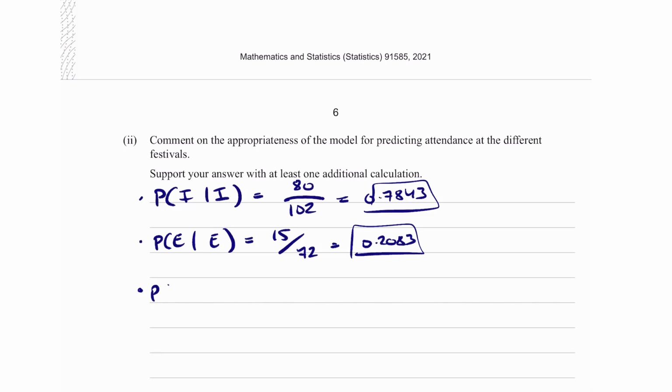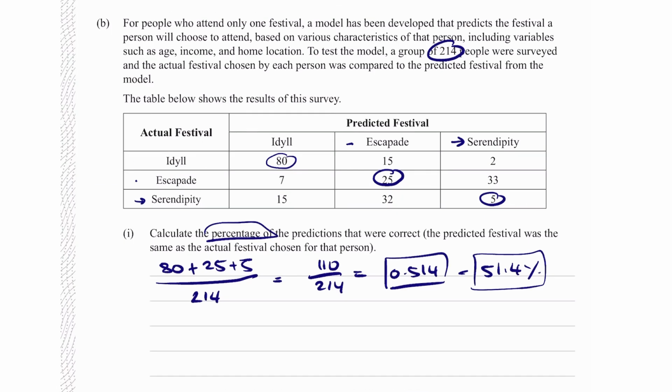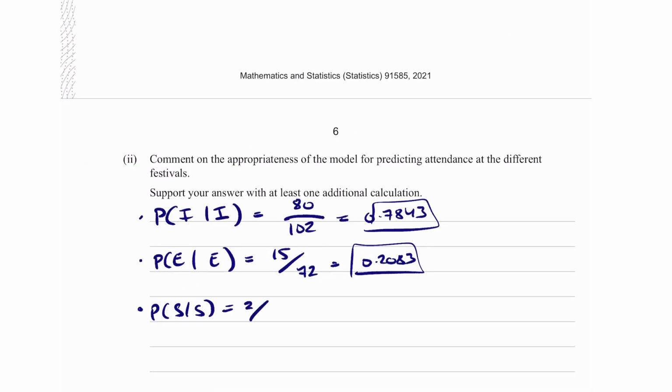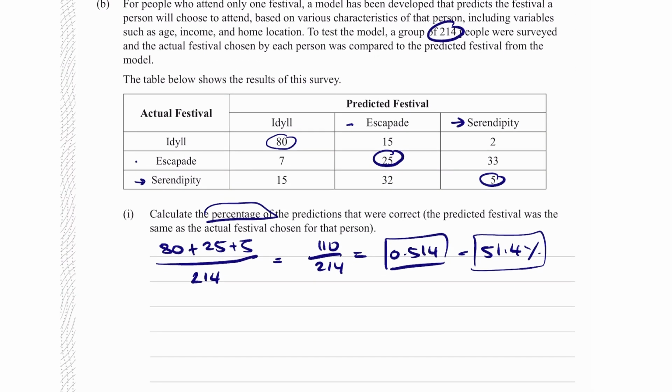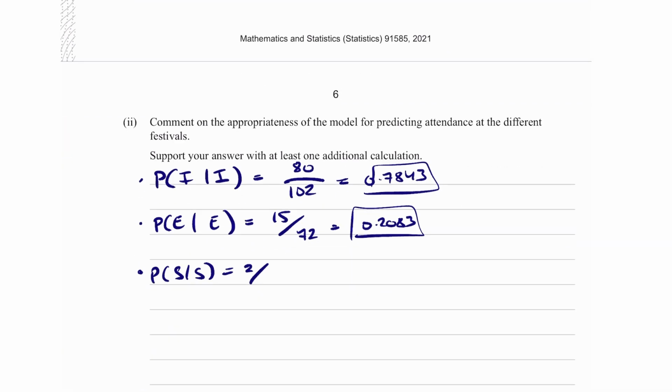And let's finally do Serendipity. Given that you predicted Serendipity, what's the probability that they actually went? Well, only 2 people went, and this was out of 2 plus 33 plus 5, which was 40, so 2 over 40. So this is a really low probability of 0.05. And so what does that mean for us?